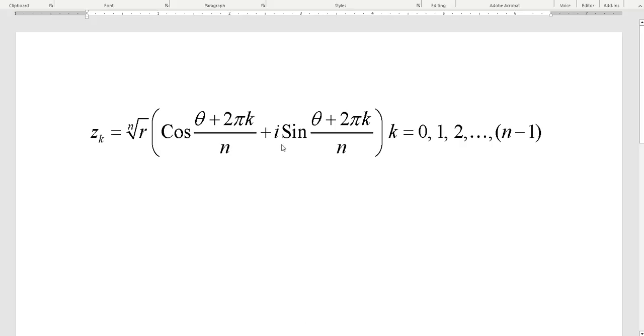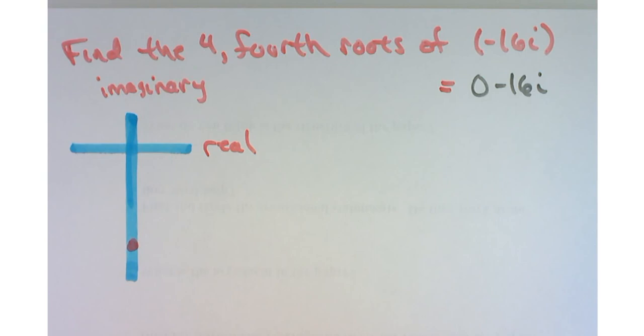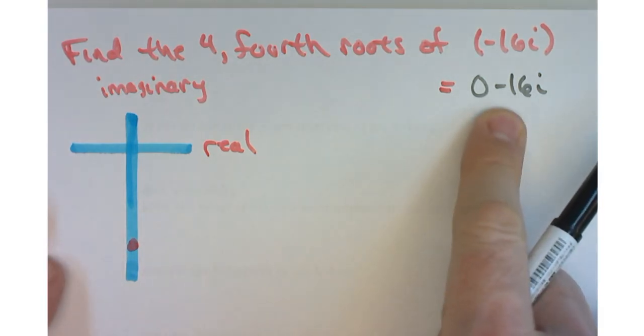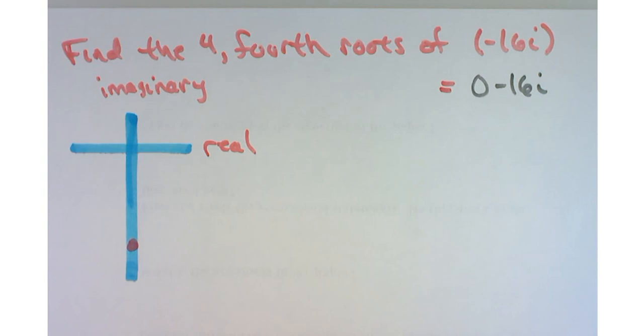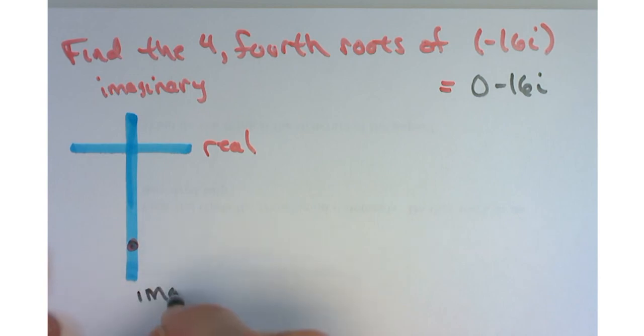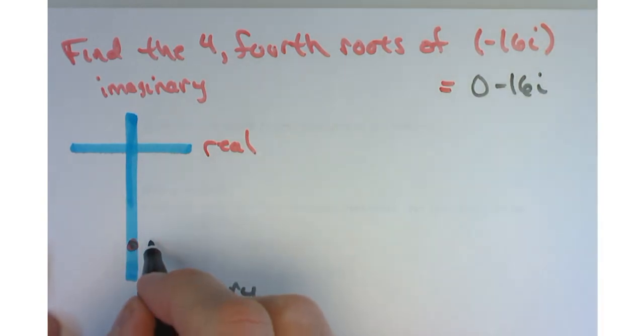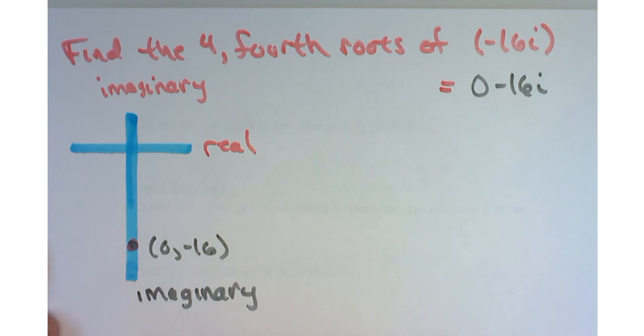That's in radians. But it occurs to me we haven't practiced one in degrees. Degrees is probably a little bit more user-friendly, so let's practice one in degrees first. Let's see. So here's your complex number, and the first thing to do is to write that in polar form. So I've got that plotted down here. You've got a real and imaginary axis. So that point is right straight down on that imaginary axis at a point of 0 and negative 16.